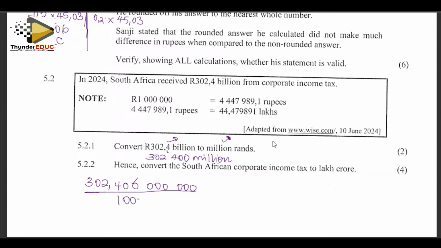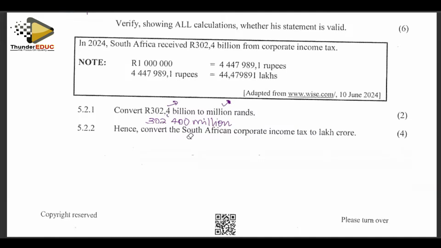So if you divide by 1,000,000, look at that. These zeros here will leave. So what do you remain with? You remain with the figure up there, and you've converted to million. Okay, that's how the answer was supposed to be. Hence, they are telling us, convert the South African corporate income tax to Lakh crore.